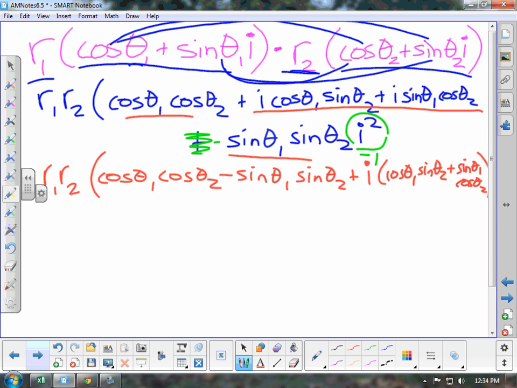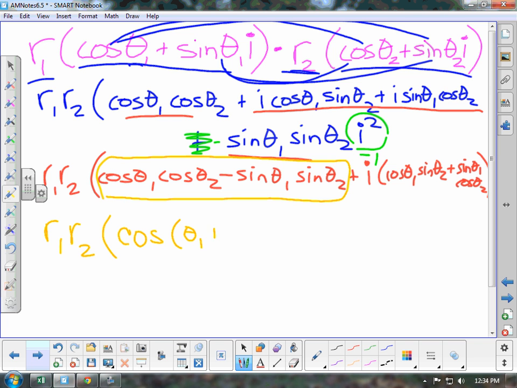Well then, if you look at your trig identity sheet, you will see in the sum and difference identities this particular formula, which is the cosine of theta 1 plus theta 2, and then plus i times, and this formula from there is going to be sine theta 1 plus theta 2. And there then would get you the trig form of two things multiplied together that are in trig form.